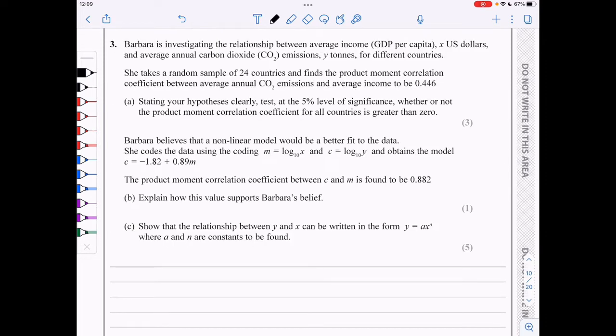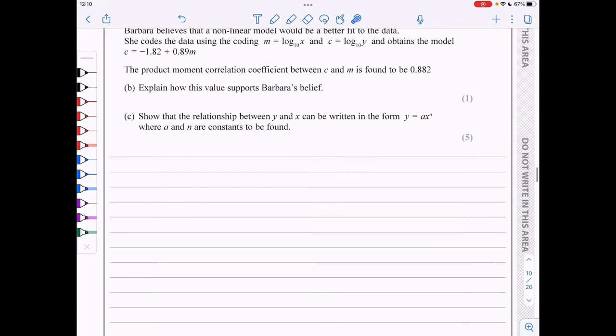Question 3, we've got Barbara who's investigating the relationship between GDP and carbon dioxide emissions. She took a random sample of 24 countries. She obtained R to be 0.446. Stating our hypothesis clearly, test at the 5% level whether we have evidence that the product moment correlation coefficient is greater than 0. So this is a hypothesis test.